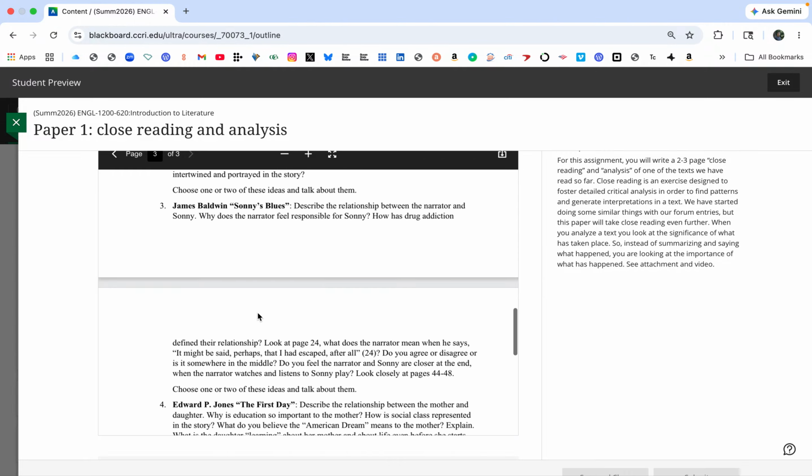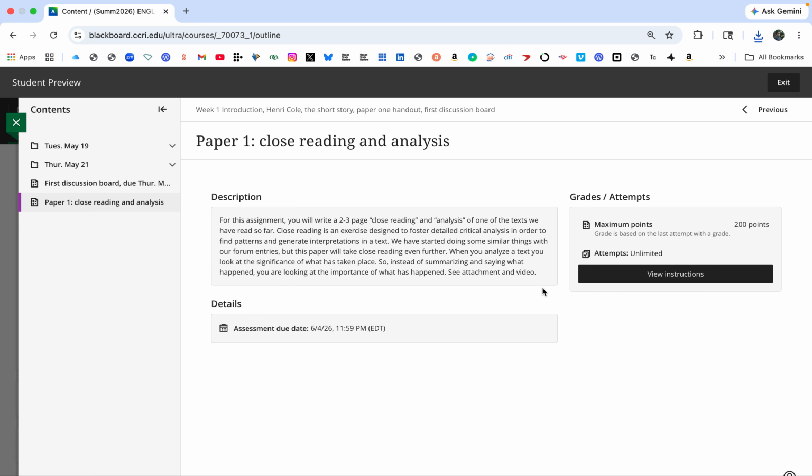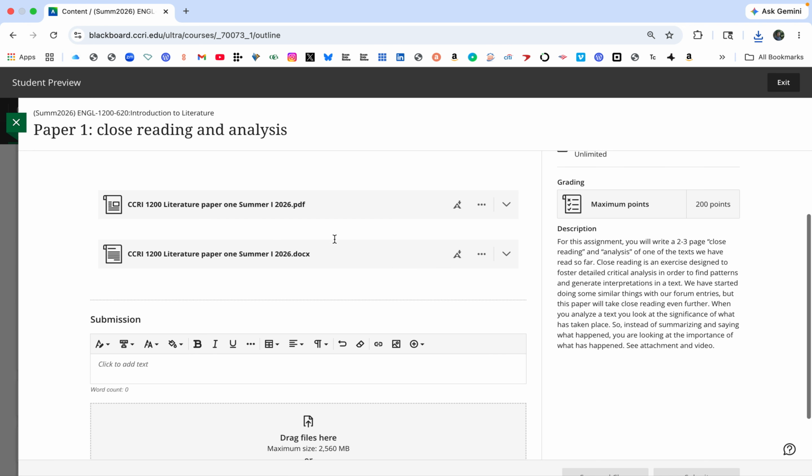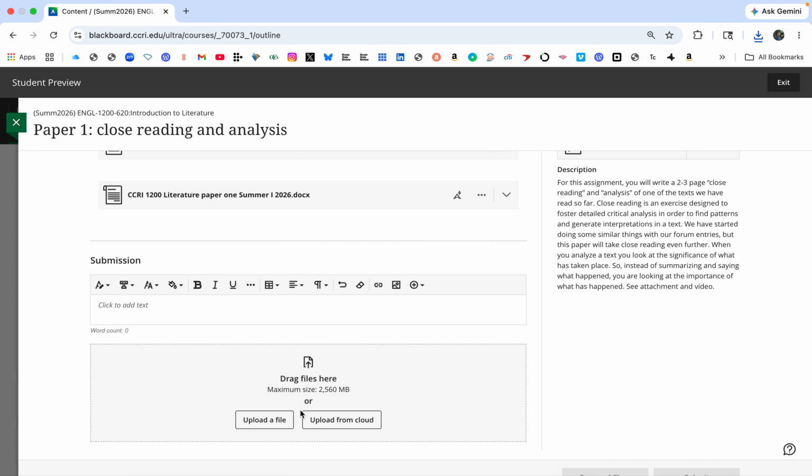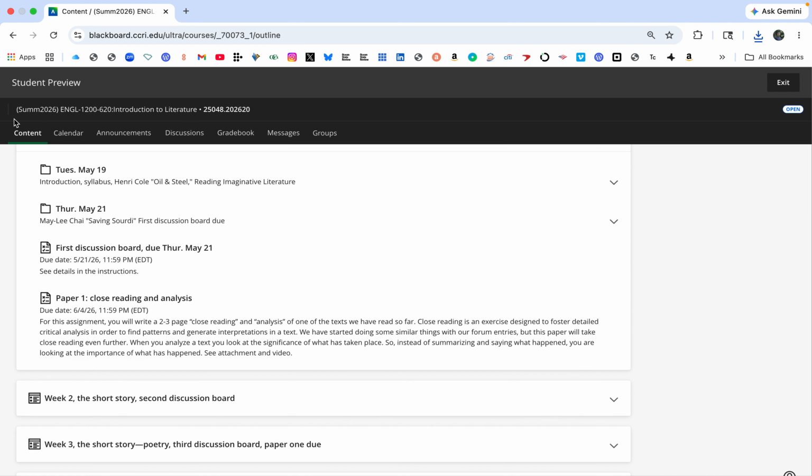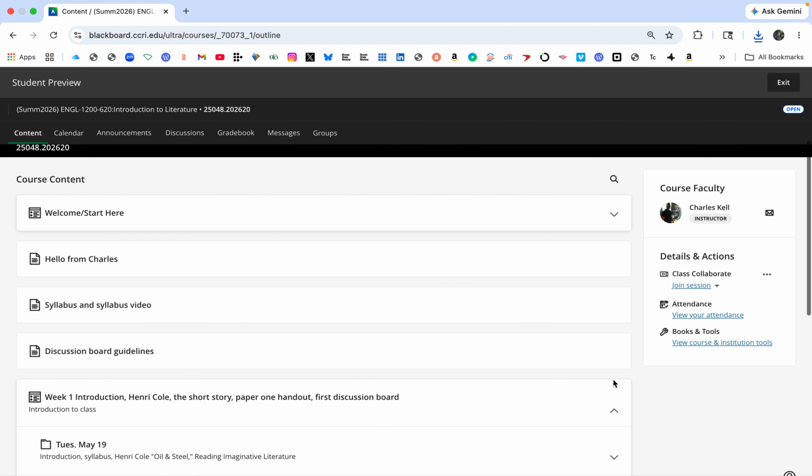This is the paper. I'm going to show you a couple other things. So there is that. Again, I think I showed you how to view instructions. You can upload your document here. Upload your file, hit submit. So there you go. All right. Let's get out of here.